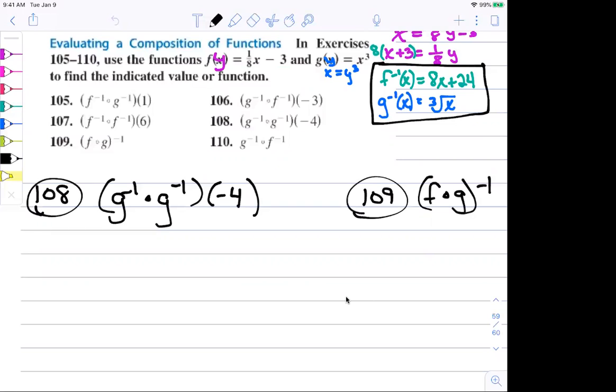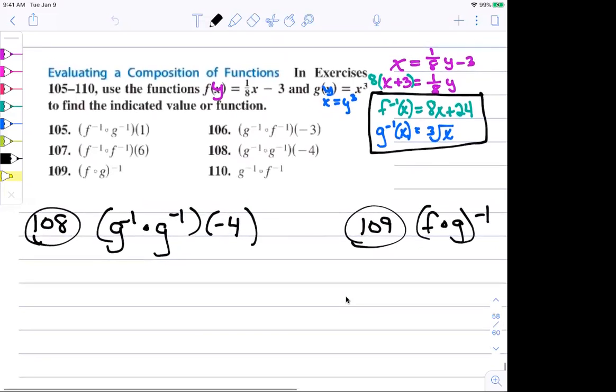These two problems were in a group of problems dealing with the function f, which is 1/8 x minus 4, and the function g was x cubed. And then on the side, I have my work for finding the inverse functions for those two individual functions. So the inverse of f would be 8x plus 24, and the inverse of g is the cube root of x.